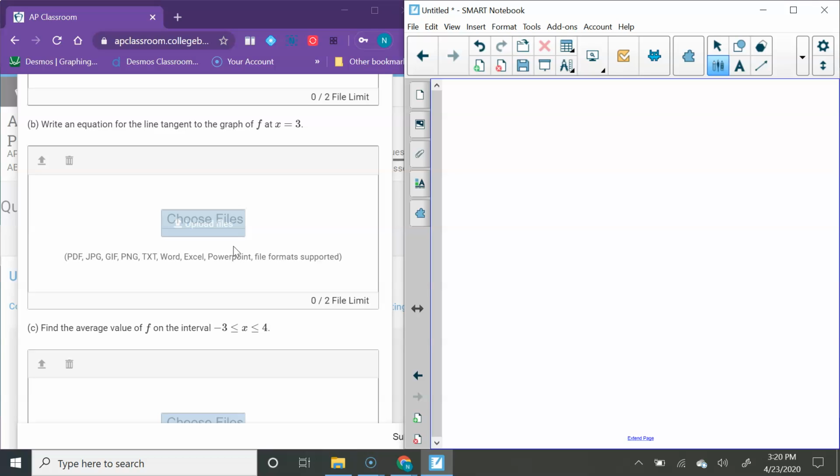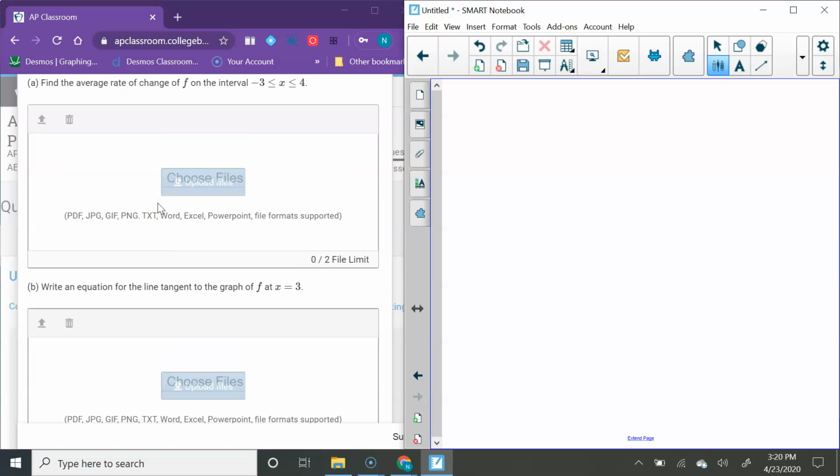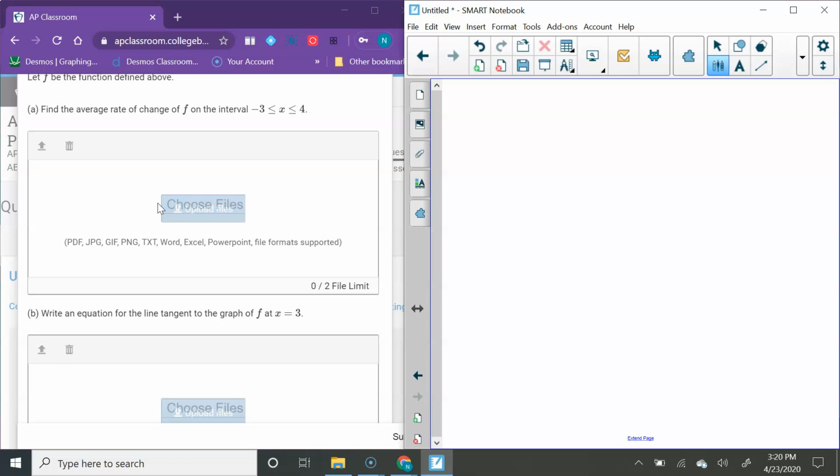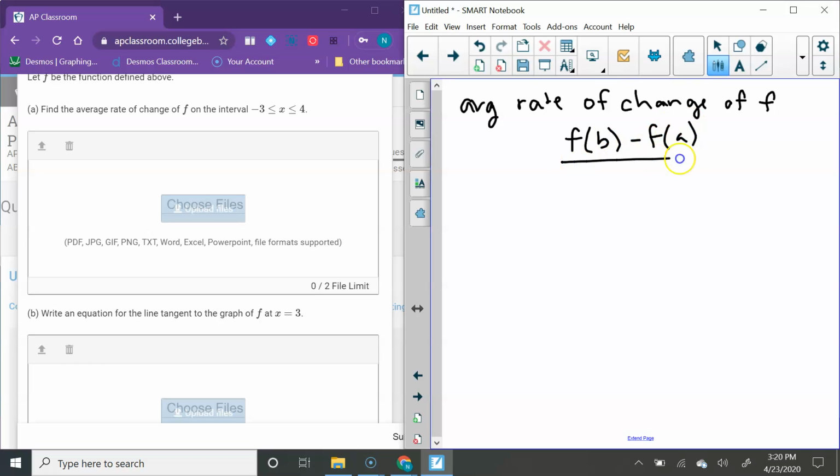Part C says to find the average value of f on the interval from -3 to 4. Now, let's look at the difference between A and B. A asks for the average rate of change. So when you are finding average rate of change of f, that is the slope through the endpoints. That's f of b minus f of a over b minus a, like that.